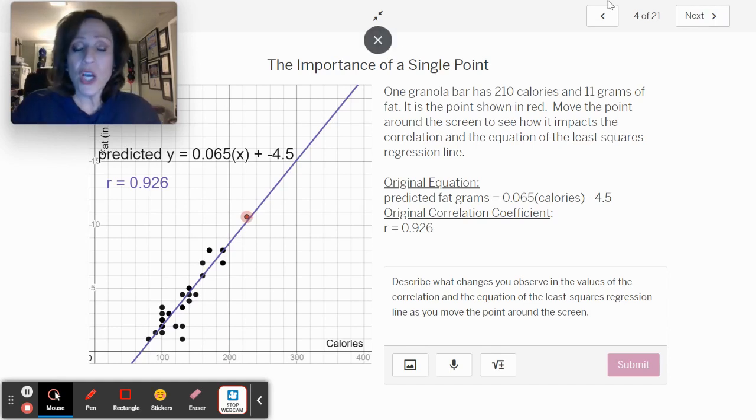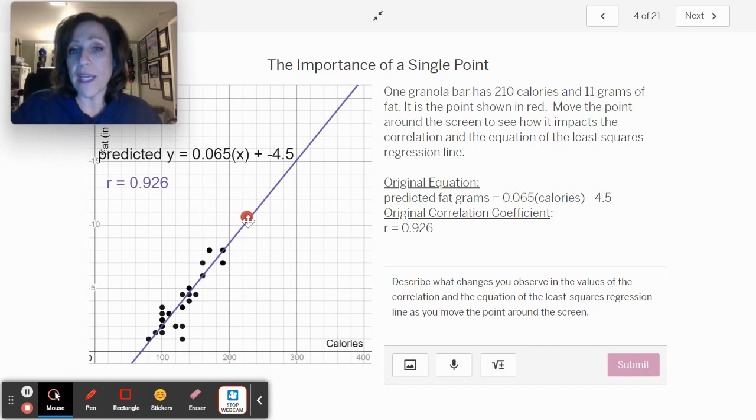On all of these slides, they're all the same topic. They are all about whether we can predict that subcategory of fat content, fat grams in the granola bar, from knowing the overall calories in the granola bar. Okay, so here is some information. I'm going to let you read this. It says we do have this one granola bar, this red dot at 210 calories and 11 grams of fat.